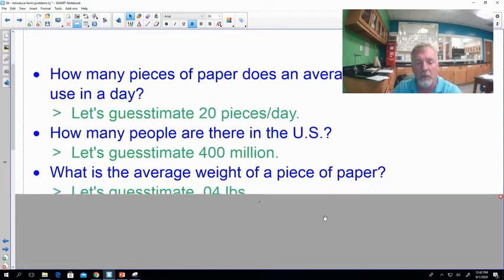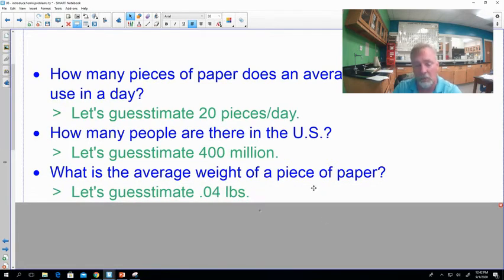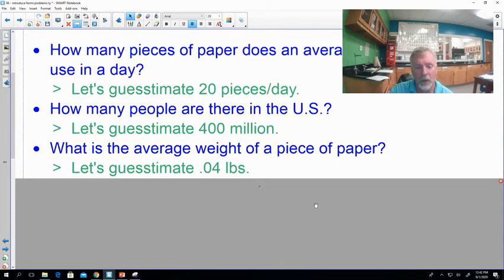Well, how much does a piece of paper weigh? So I'm going to guess it's about 0.04 pounds. I'm doing that thinking that a ream of paper has 500 pieces of paper in it. I'm going to guess that because they call it 20-pound paper, that it's 20 pounds for a ream. So if I take that 20 pounds divided by 500, I come up with 0.04 pounds for a single piece of paper.